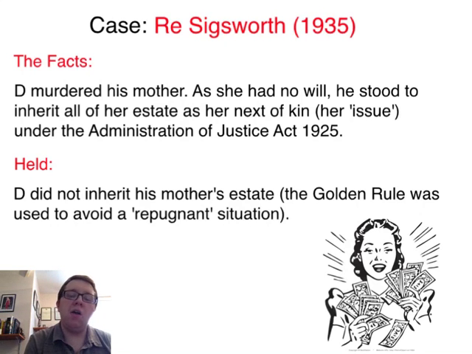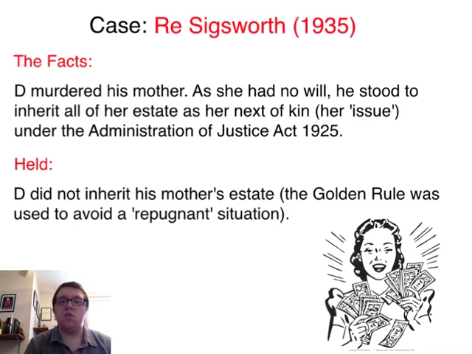But of course the narrow application of the Golden Rule sometimes didn't go far enough in terms of solving a particular problem in a case and making sure that there was a just outcome. And this was seen in the case of Sigsworth, 1935, which would give birth to the wider application of the Golden Rule. So the facts of the case were that the defendant murdered his mother. As she had no will, he stood to inherit all of her estate as her next of kin, or, in other words, her issue, as the Act said, the Administration of Justice Act 1925.